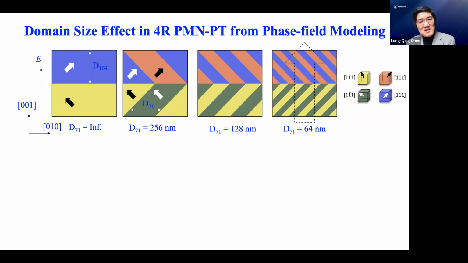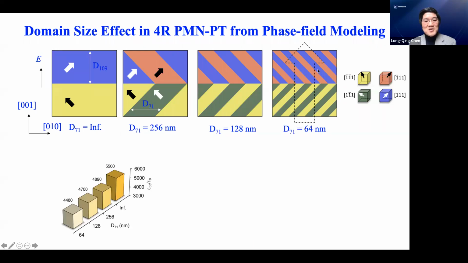If we have smaller domains, so if we have this 71 degree domain wall, which means there's no 71 degree domain wall, we essentially call these infinite, so single domain. And this domain is 259 nanometers in size. So we're reducing the domain size of these 71 degree domains within each layer, right?